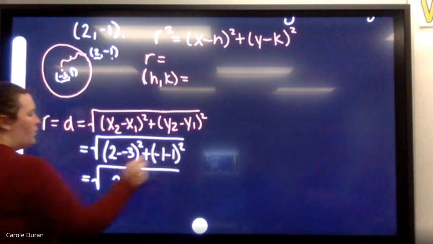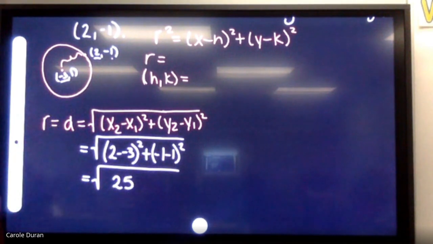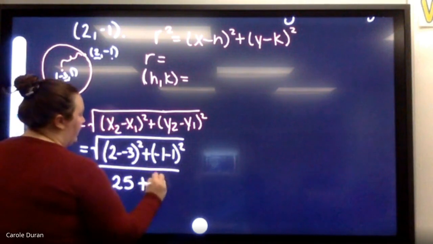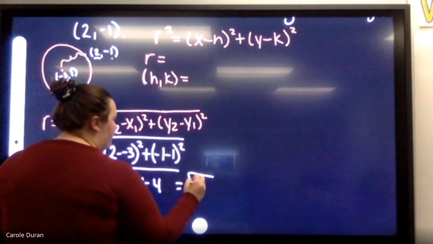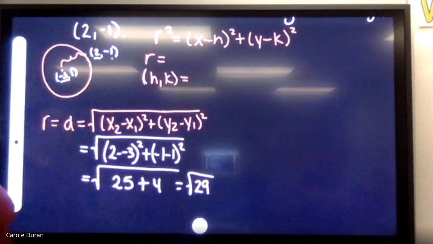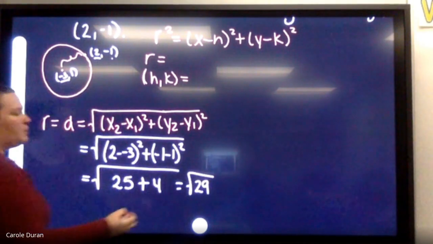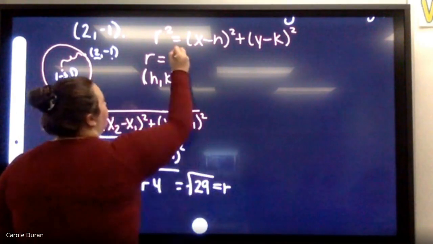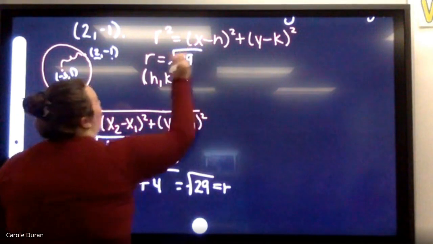So does it matter which one you plug in first? No. What's -1 minus 1? -2. -2 squared is 4. 25 and 4 make 29. So my radius is equal to the square root of 29. It's not squared. We're not there.